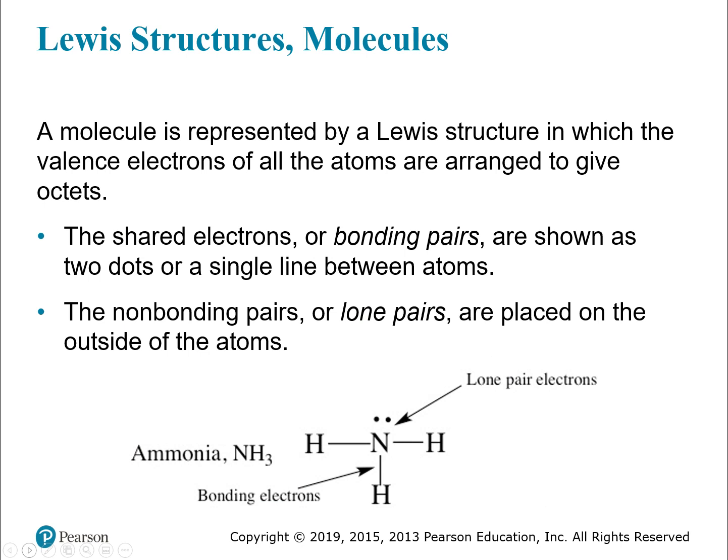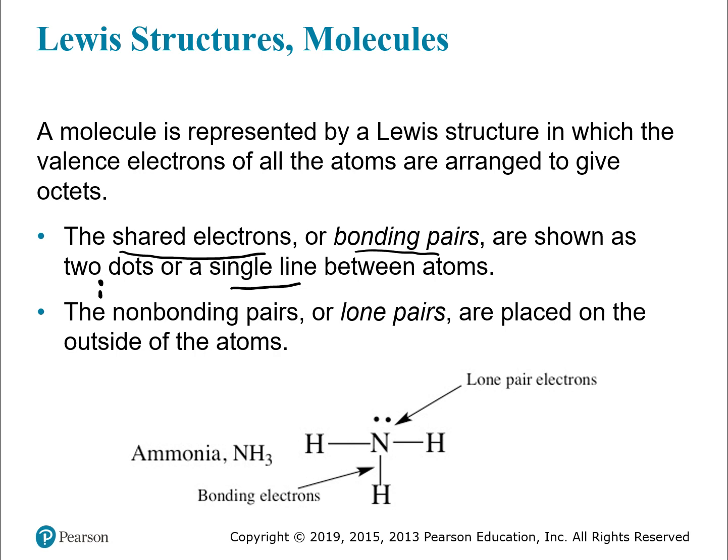We can use Lewis structures to represent molecules. So we talked about Lewis structures in the last chapter, but we were drawing them for valence electrons for just individual atoms. Now we're going to take that information and move it forward to draw structures for molecules. The electrons in a molecule are shared. So those shared electrons are called bonding pairs. And you can show them as two dots, like this, or a single line.